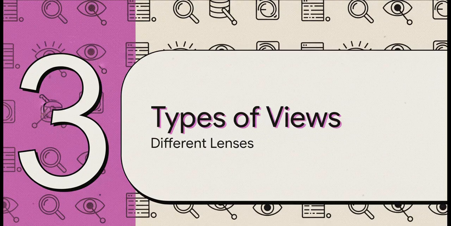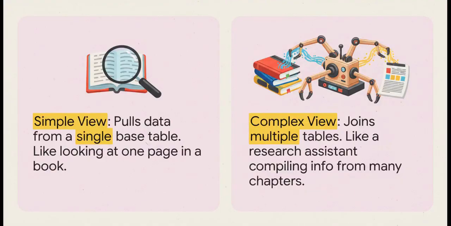But hey, not all magnifying lenses are the same, right? Just like you'd use different lenses for different tasks, there are different types of views for different kinds of data jobs. Let's take a look at the two most common ones. So on one hand, you have what's called a simple view. This is kind of like looking at just a single page in our book. It pulls data from only one table.